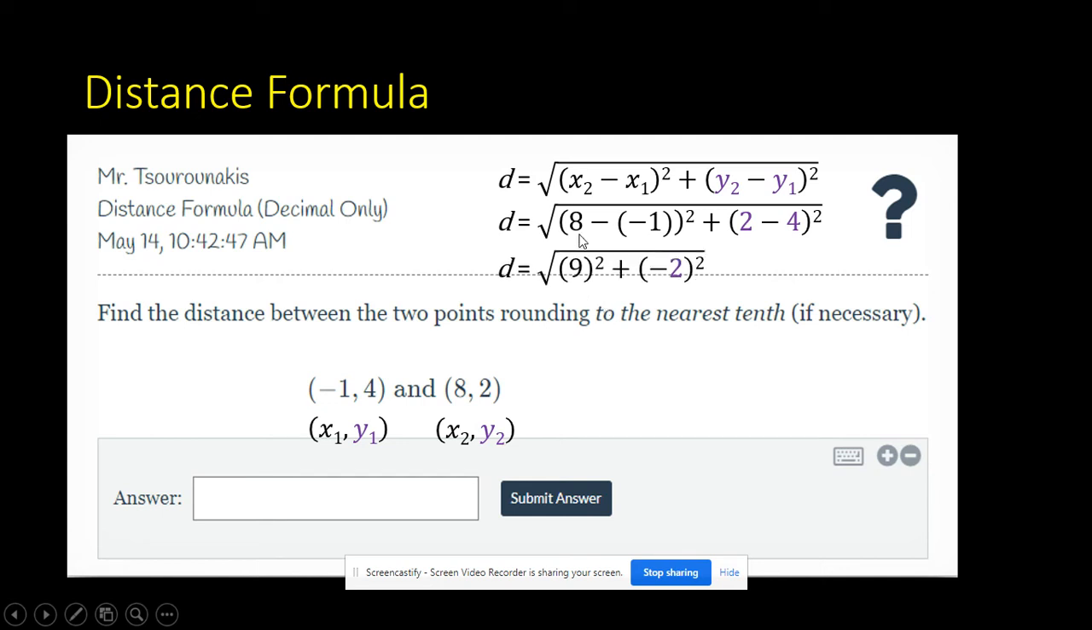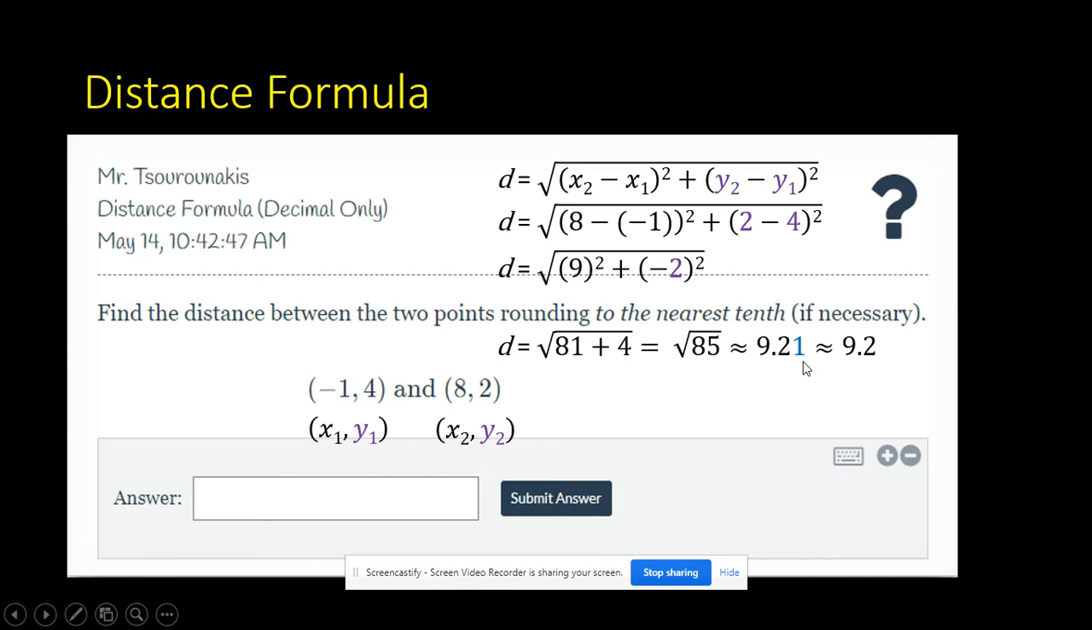Simplify. X subtract -1 gives me a 9. 2 subtract 4 gives me a -2. So now I have distance is square root of 9 squared plus -2 squared. And that would be distance is square root of 81 plus 4. That simplifies to square root of 85, which is 81 plus 4. And if I put it on a calculator, it'll come out to be about 9.21.